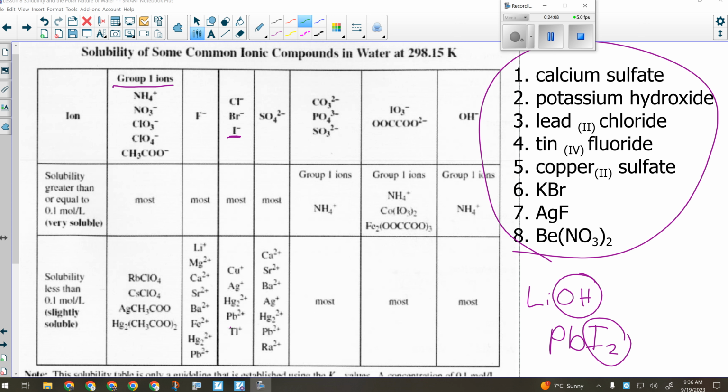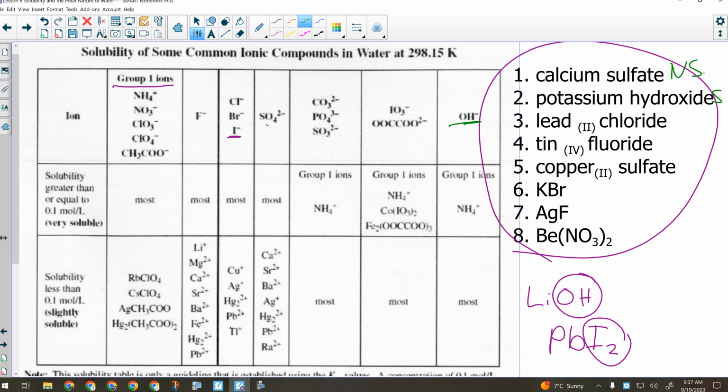All right, so our first one is calcium sulfate. I've got to look for the negatively charged part of that, which is sulfate. It says that sulfate is soluble with most things, but it is not soluble with calcium. So this stuff is not soluble. All right, potassium hydroxide. I find hydroxide, it's right here. It says it's soluble with group 1 ions. Is potassium in group 1? So that stuff is soluble.